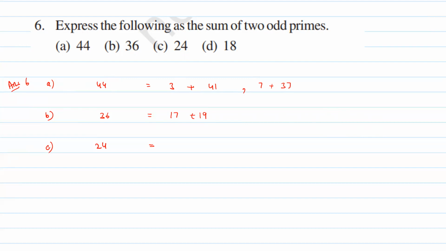Okay. Then the next number is, you have to write 24 as the sum of two odd primes. It will be 5 plus 19. Then D is 18. How can you write 18 as the sum of two odd primes? It can be 11 plus 7. Okay.